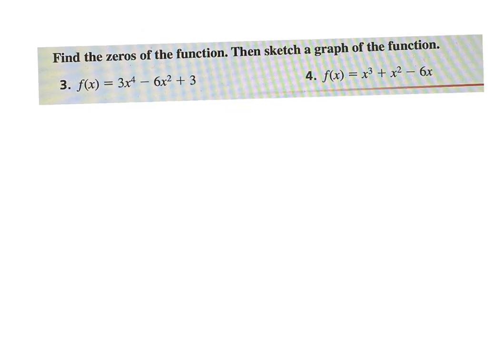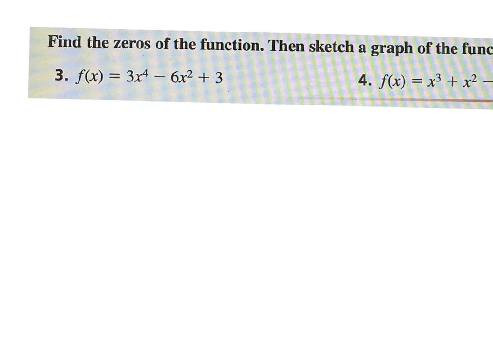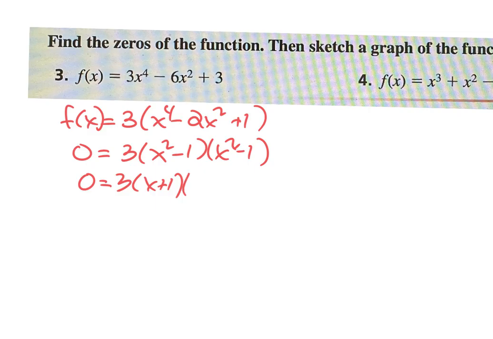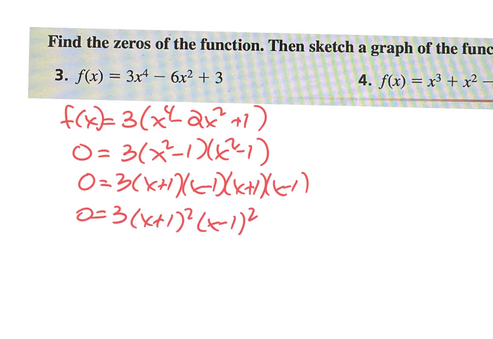Okay, let's go for number 3 right here. Same directions. Find the zeros and sketch the graph. All right, so first of all, let's take a 3 out of that one. If I take out a 3, that leaves x to the fourth minus 2x squared plus 1. I guess you could have also tried slide there, but taking a 3 out is much quicker. So I got x squared minus 1, x squared minus 1. Okay, so when I factor those, I get x plus 1, x minus 1 twice. This is the same kind of problem. That has happened again. So really, I have x plus 1 squared, and I have x minus 1 squared.